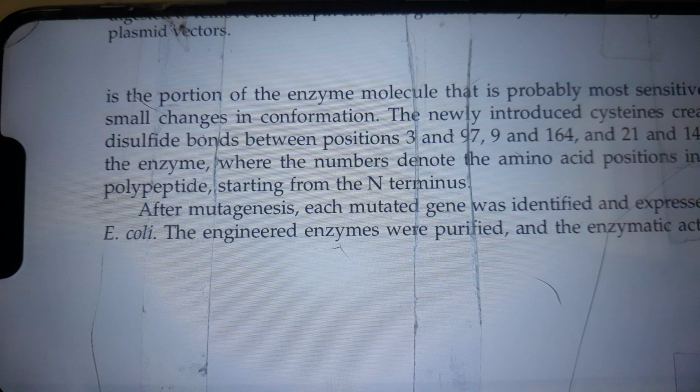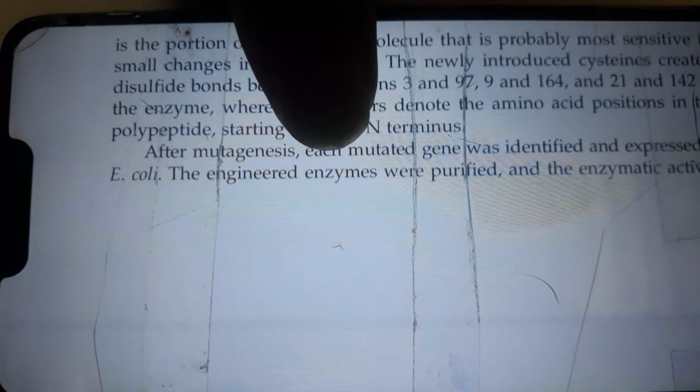And this is the portion of the enzyme molecule that is probably most sensitive to small changes in conformation. The newly introduced cysteines created disulfide bonds between positions 3 and 97, 9 and 164, and 21 and 142 of the enzyme, where the numbers denote the amino acid positions in the polypeptide starting from the N-terminus.